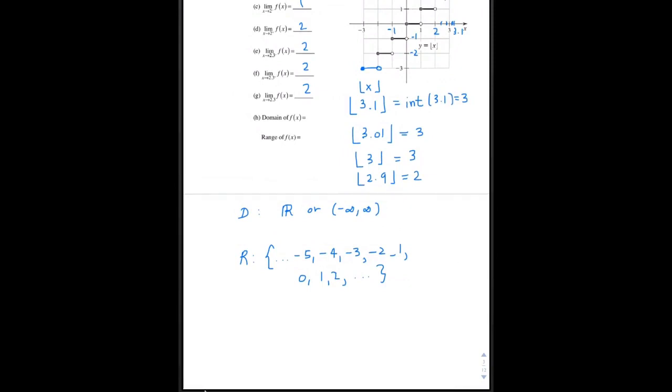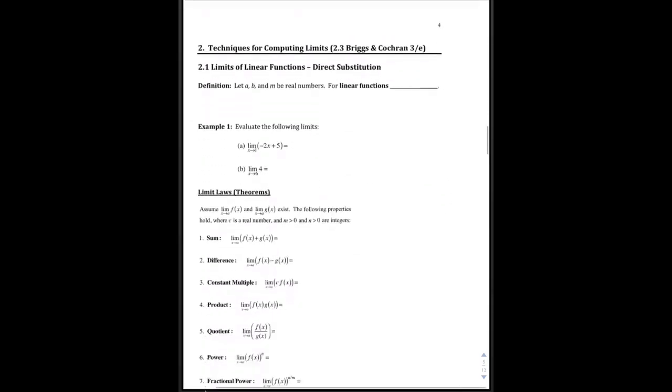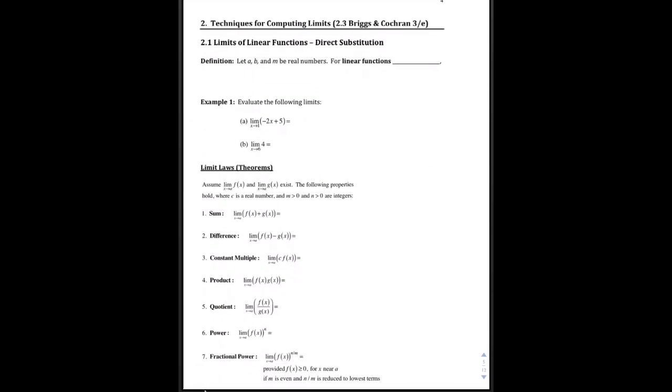All right, well, I'm going to pause the video here so that you can think about this, go back, go over it, review it. And then when we meet up again in a short time, we're going to go on to techniques of computing limits.